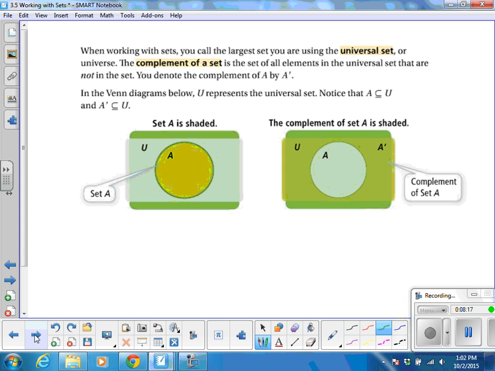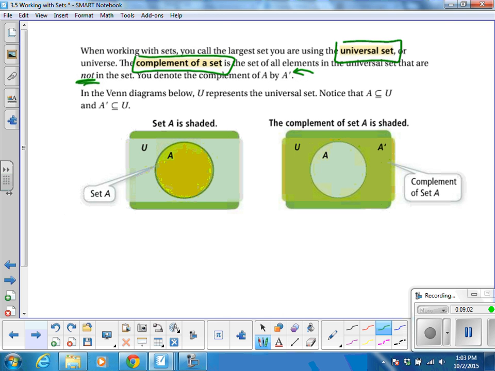When working with sets, you call the largest set you're using the universal set. It's the biggest set you're looking at, or the universe. The complement of a set is the set of all elements in that universal set that are not in the set. So the complement of the set is the not set. You denote this by the complement of A with this little tick marker right here, like the foot sign when indicating feet of a unit. That little symbol is basically saying not A. So the complement of A is not A.